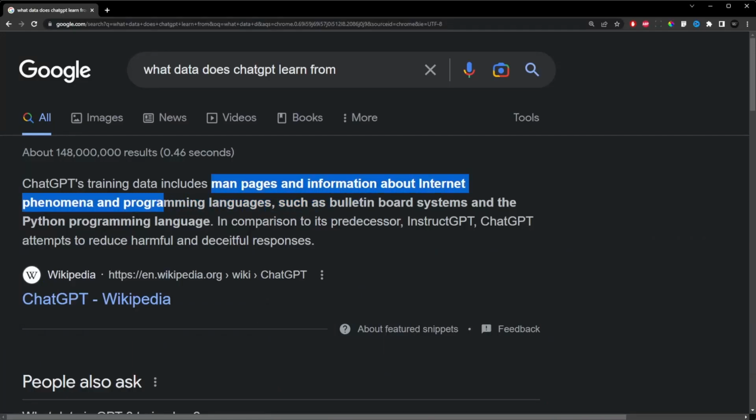I've been doing some research on ChatGPT recently, and I found out something quite interesting. I found out that ChatGPT's training data includes man pages, as well as internet phenomena. So technically, if it has studied the internet, then it surely must know a lot about memes, since memes are quite a big part in today's internet.